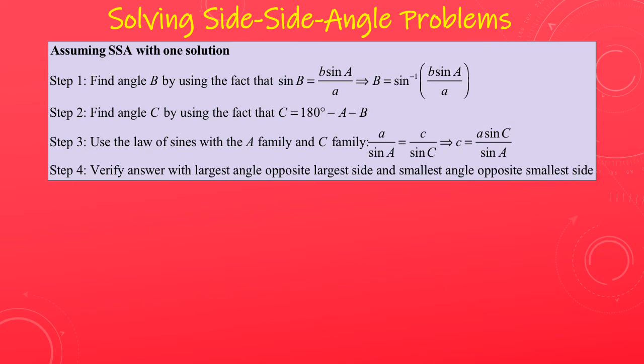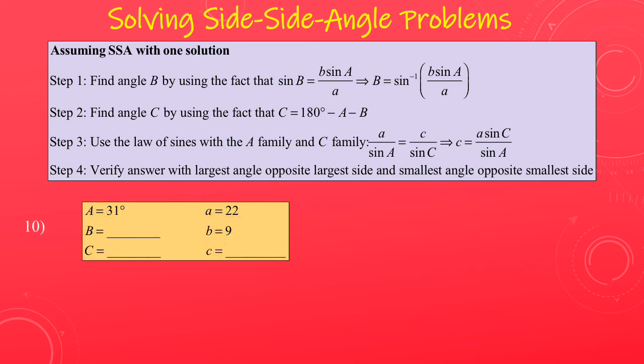Once we have angle B, with the knowledge of angle A, we can find angle C by using the fact that C is equal to 180 degrees minus A minus B. And then finally, we will use the law of sines with the A family, which we know, and the C family, using a over sine of A is equal to c over sine of C, and therefore little c is equal to little a sine C over sine of A. Finally, we need to quickly verify our answer by checking to see whether the largest side is opposite the largest angle and the smallest side is opposite the smallest angle.